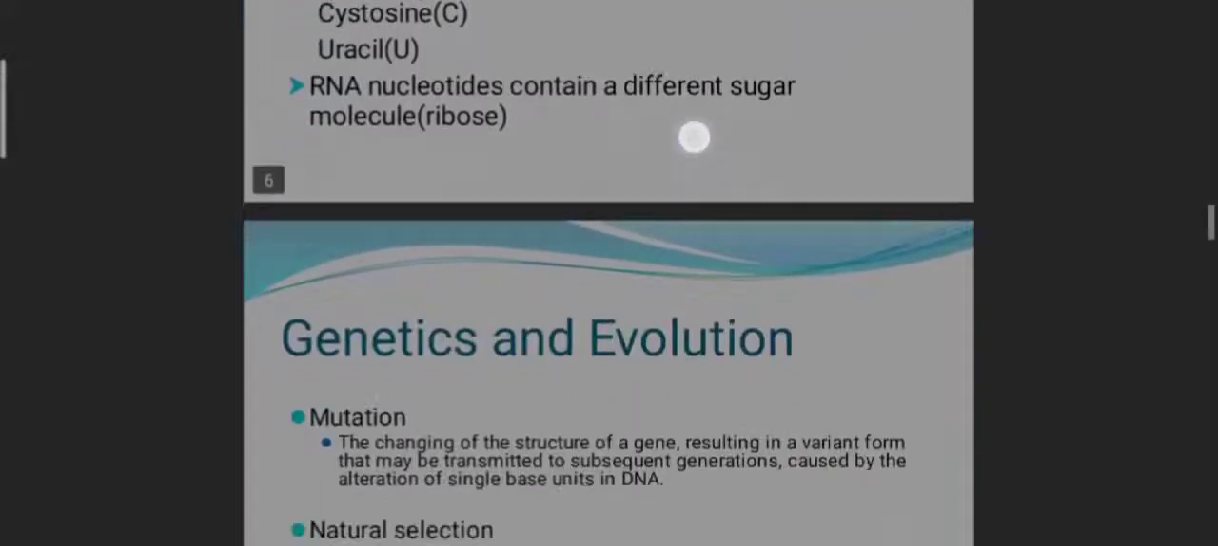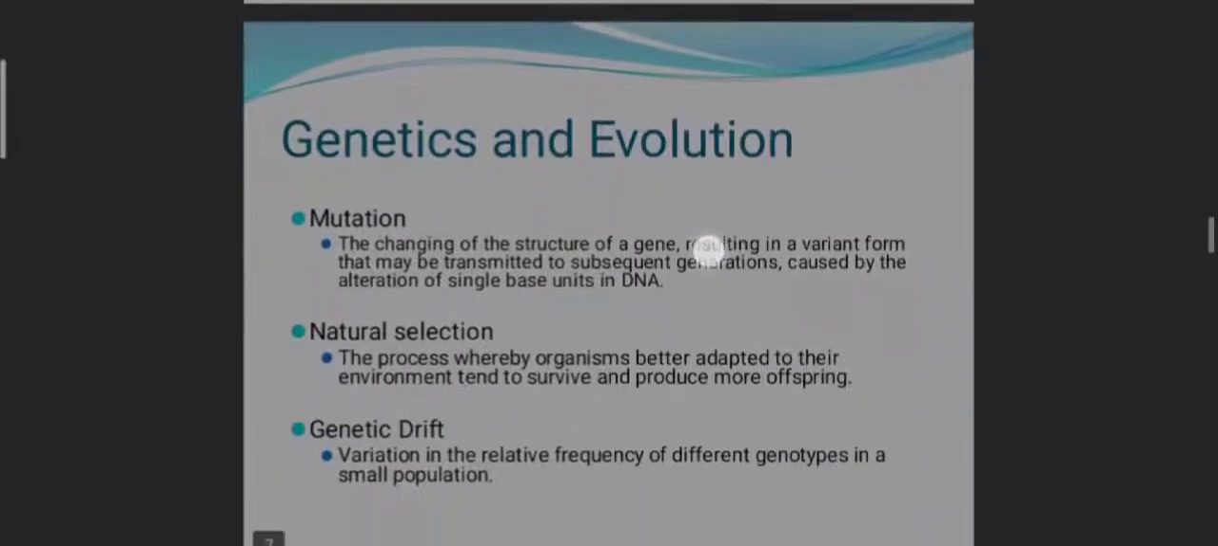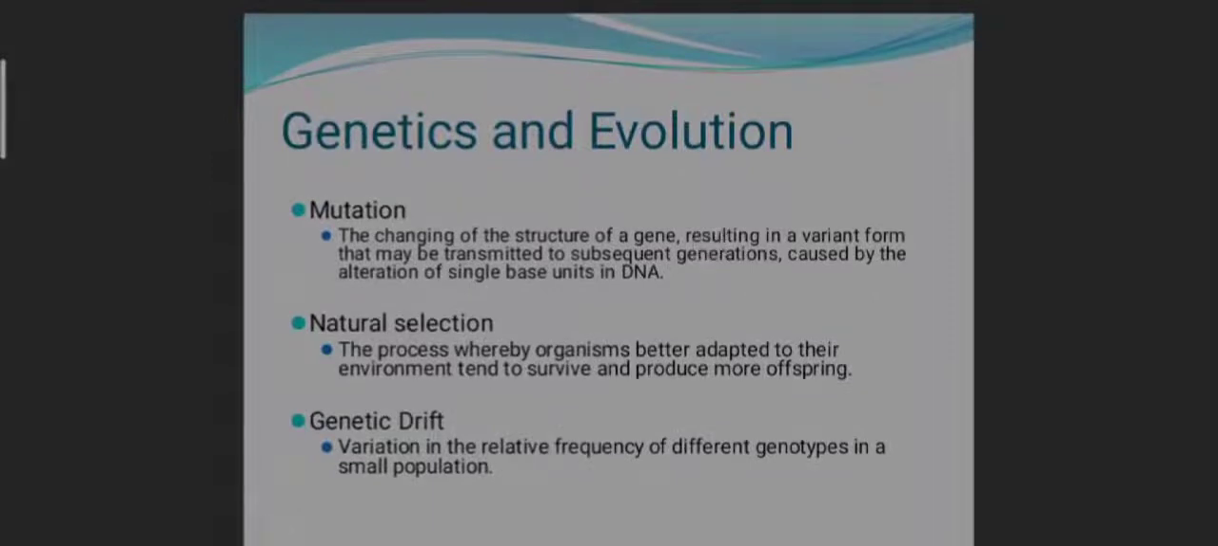Moving further to the next slide, it is genetics and evolution. So, mutation, natural selection, and genetic drift. Mutation: the changing of the structure of a gene resulting in a variant form that may be transmitted to subsequent generations, caused by the alteration of a single base unit in DNA.